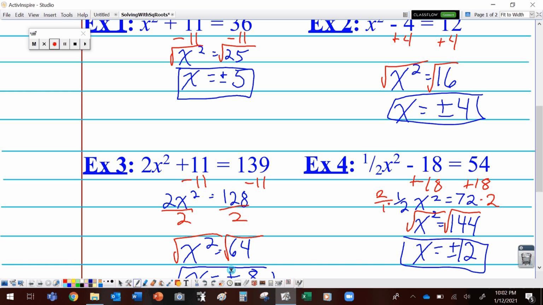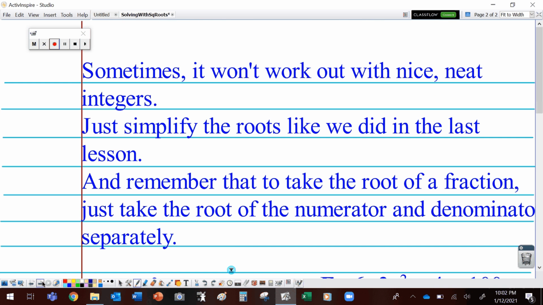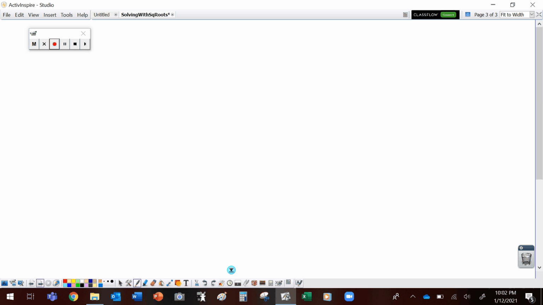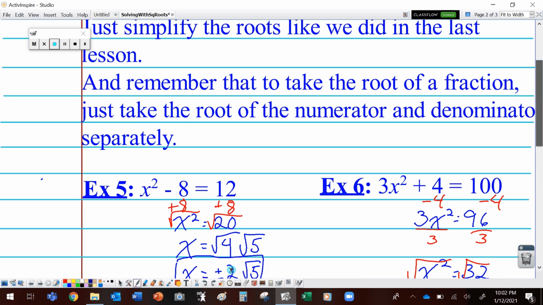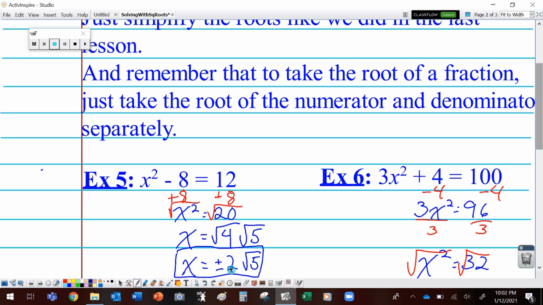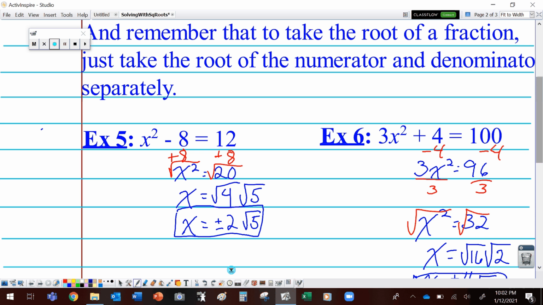Okay? If you end up taking the square root of a non-perfect square, all you have to do is just simplify it like we did in the last section. Find a perfect square that evenly divides that radicand, that number underneath the root. Okay? Split it up, take the square roots you can, simplify what's left. Get that plus or minus. Okay? And that's really all there is to it.